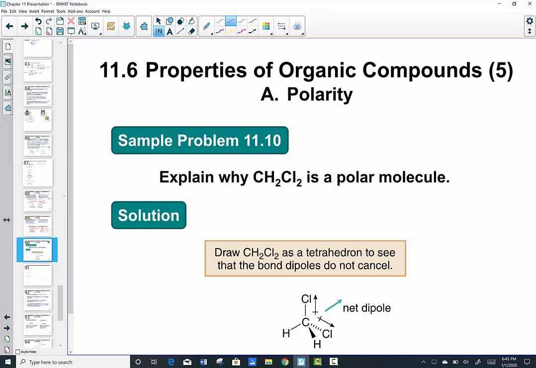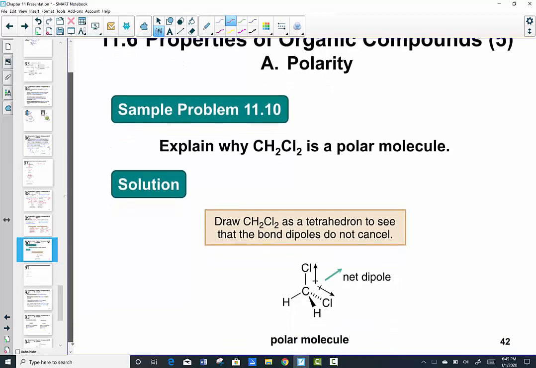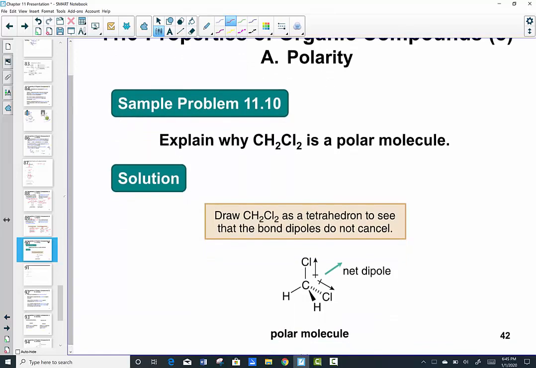Explain why CH2Cl2 is a polar molecule. Well, let's draw the 3D structure to help examine the answer to this question. Notice that the central atom will be carbon. Carbon has 4 bonds. 2 of those bonds lie in the same plane. One of them will need to be a wedge, and the 4th will need to be a dash.